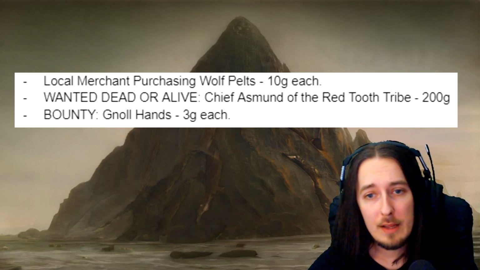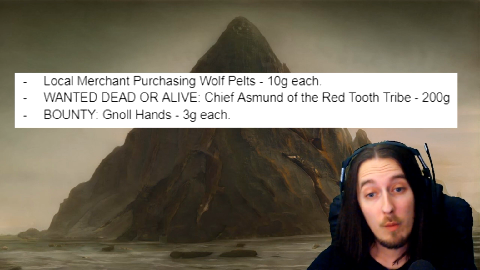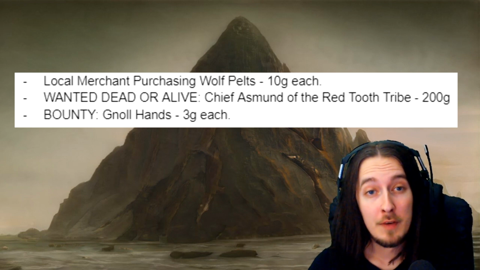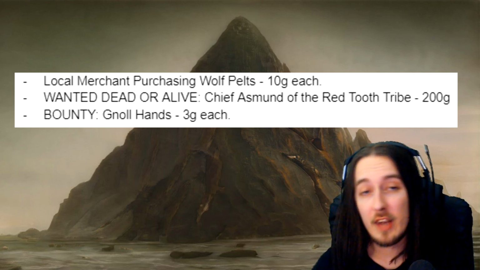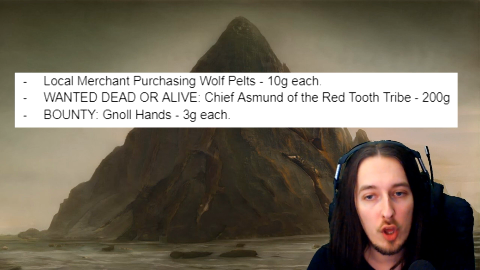So as you guys can see, these three options define this region and tell the players what the town wants. Knowing this gives them ideas of sandbox adventures that they could go on for themselves. Like they could just go out and hunt down some gnolls if they wanted to.